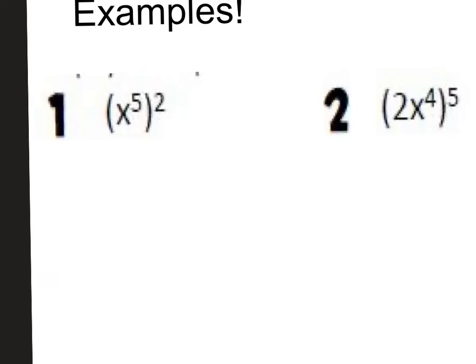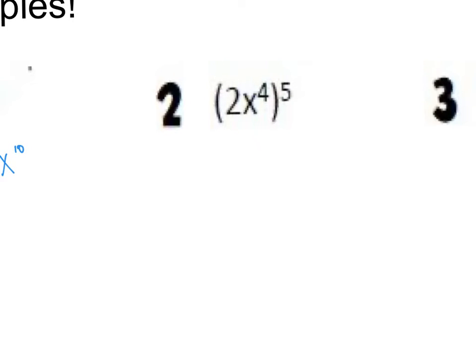So we have x to the power of 5 and then squared, which is the same as x to the 5 times 2, which is x to the power of 10. I'm okay if you skip that step. I just wanted to show you that's how we're doing it. These are multiplied together. So we've got x to the power of 10. Our next example.